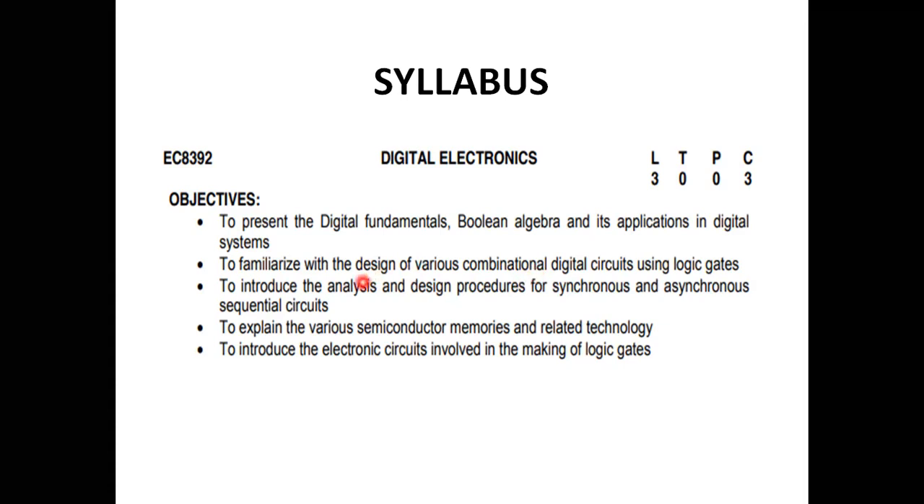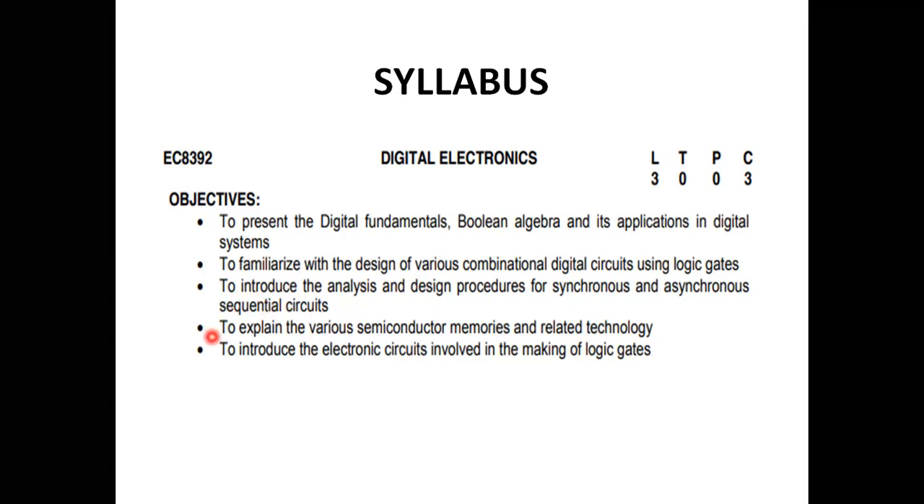The third objective corresponds to Unit 3 and Unit 4. In Unit 3, we will discuss the analysis and design procedures for synchronous sequential circuits. And in Unit 4, we will see the analysis and design procedure for asynchronous sequential circuits. In Units 3 and 4, we will see sequential circuits, which means that the present output depends on the present input as well as the past output.